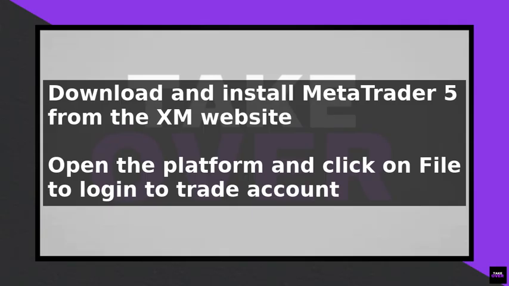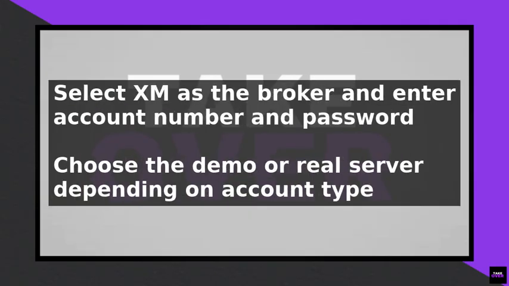You can now access the Market Watch window to view available trading instruments, and the Navigator window to manage your accounts and expert advisors. To open a trade, click on the New Order button. Select the symbol you want to trade, and choose your order type. You can then set your volume, stop loss, and take profit, and click on Buy or Sell to execute the trade.